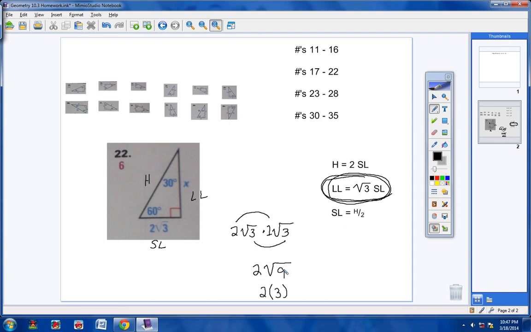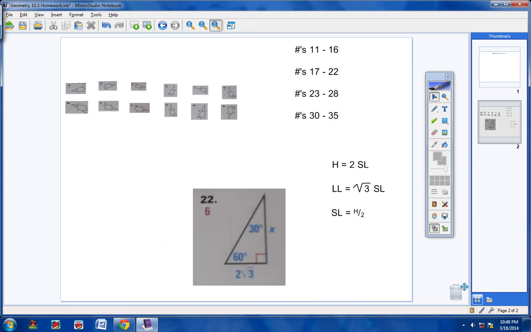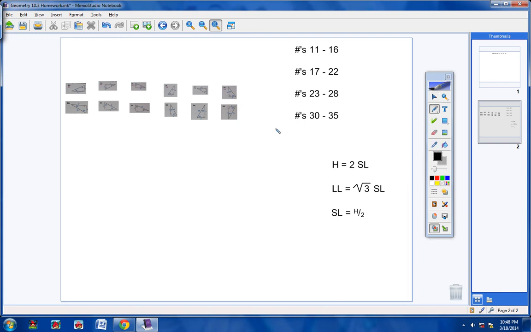So 2 times the square root of 9 is the exact same thing as 2 times 3, because the square root of 9 is 3, and 2 times 3 is 6. So there you go. You found the length of the longer leg by simply taking the shorter leg and multiplying it by the square root of 3. Now remember, these formulas only work on 30, 60, and 90 triangles. I'm going to keep saying that the whole video. Okay, let's take a look now at numbers 23 through 28.